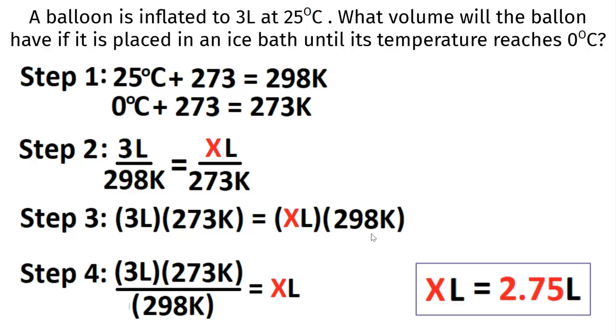We need to get X by itself. That means we have to move the 298, and we move it by dividing. So what we plug into our calculator to solve for our X is 3 times 273 divided by 298, which gives us our answer, which is 2.75 liters. So our V2, or volume 2, is equal to 2.75 liters.